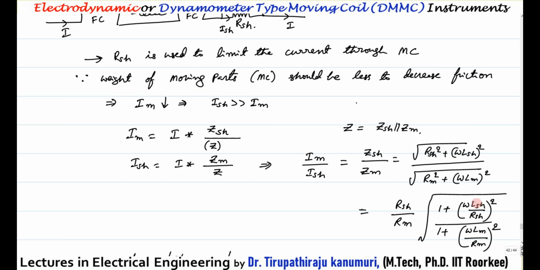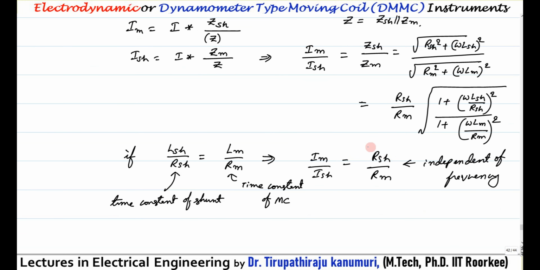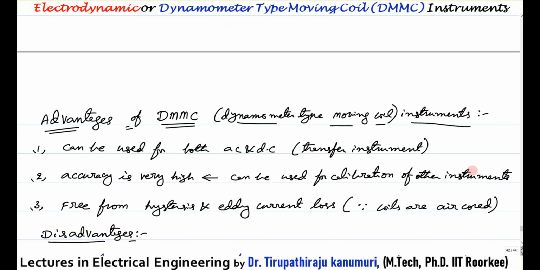So if this L by R ratio, that means LSH by RSH, is the same as Lm by Rm, then you can see both these terms will cancel out. So we will get Im divided by ISH equal to RSH by Rm. That means this becomes independent of the frequency. Or we can say that the time constant of the shunt, because time constant is nothing but L by R, should be equal to the time constant of the moving coil, so that it will be independent of the frequency. It can be used up to radio frequencies without any problem.